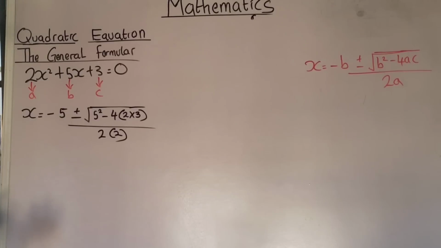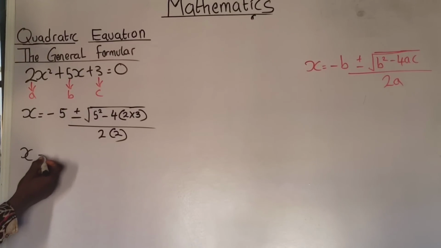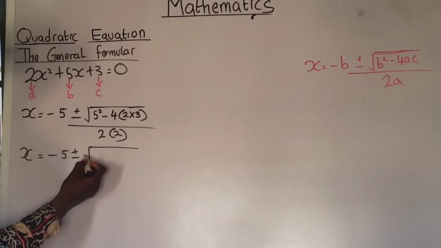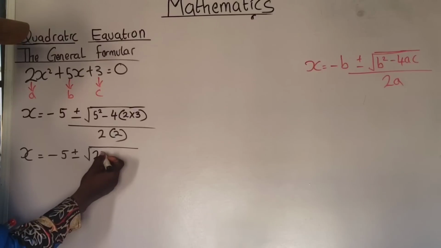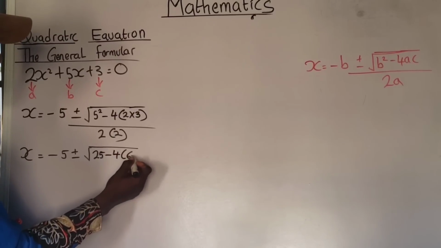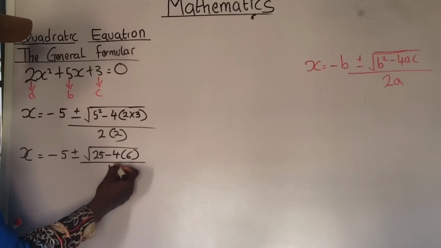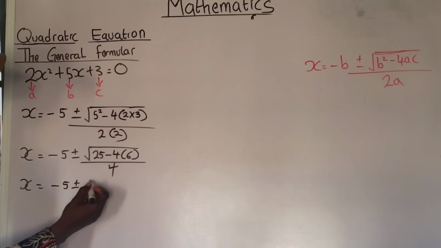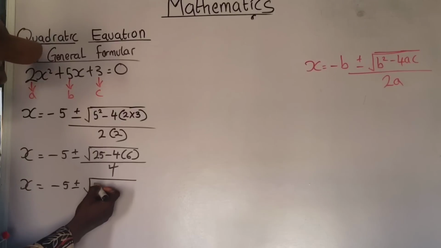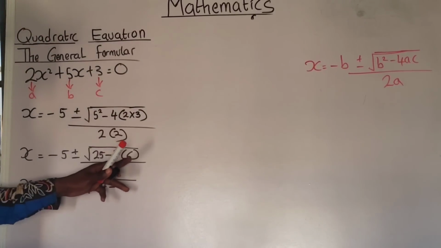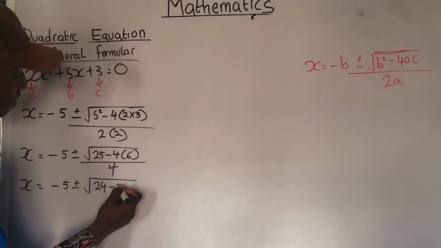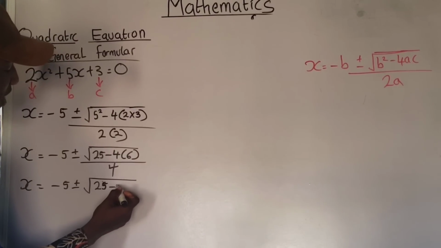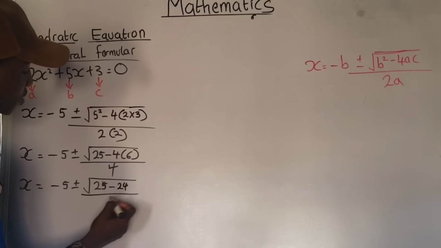Do you understand? Okay. Here I'm going to have x equals minus 5 plus or minus square root of 5 squared is 25. So I'm going to have 25 minus 4 multiplied by 6, all over 4. Okay. Here I'm going to have x equals minus 5 plus or minus square root of 25 minus 6 times 4 is what? 24. Oh, sorry, this is 25. Sorry, this is 25. 25 minus 24. Okay, this all over 4.